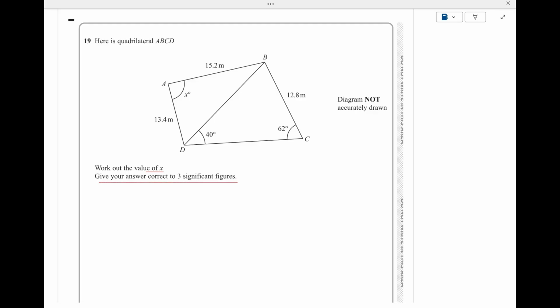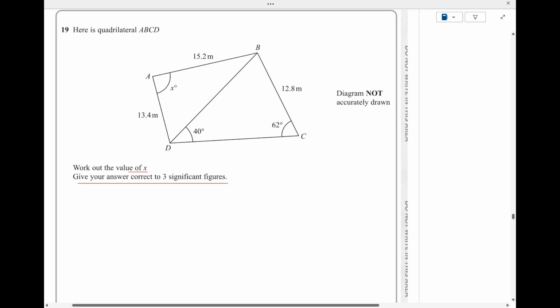Now, sometimes I look at these questions and I don't know how to get x. I can't see my way through the question. So on those occasions, I just take a first step. Just work out something you can. Now, in this case, I've got a 40, a 62, and a something there. So I can work out angle B. 180 minus 40 minus 62 gives me 78. So at least I've taken a first step.